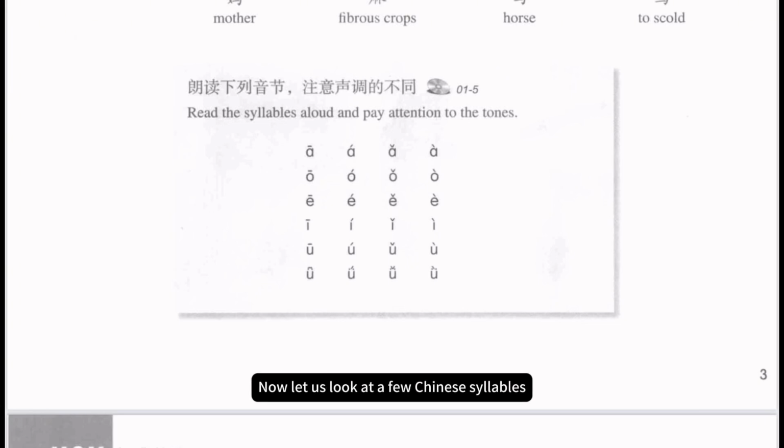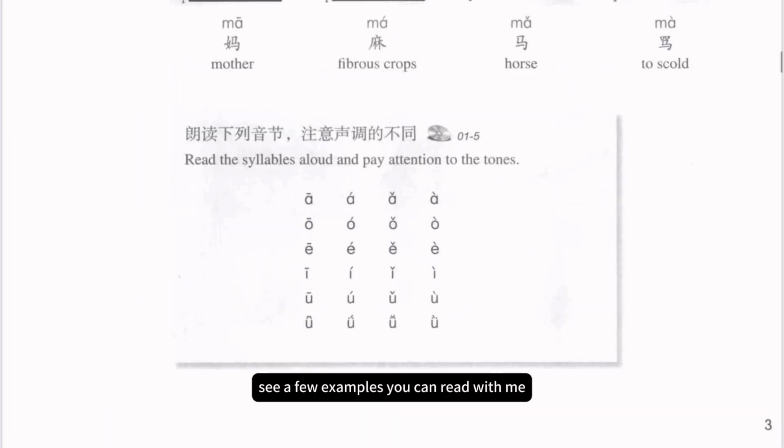Now let us look at a few Chinese syllables. What is a syllable? It is simply a word. You can understand it that way. And Chinese words will always have a final and an initial. In other words, they will have a beginning part and an ending part. Then to sum it all up, what makes a Chinese word is the tone. So generally, every word in Chinese is simply an initial joined to a final plus a tone to make a word. Let us see a few examples.